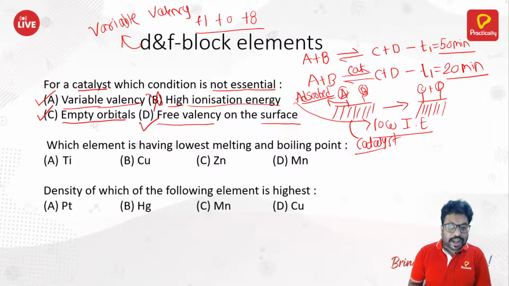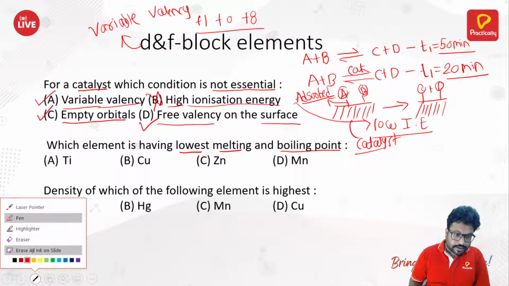So moving ahead, which element is having the lowest melting and boiling point? We have titanium, copper, zinc, manganese. Now I have made you understand what conditions are not required for a catalyst, and I need space to make you understand the lowest melting and boiling point. For that, I need to rub this. So I'll rub it down.